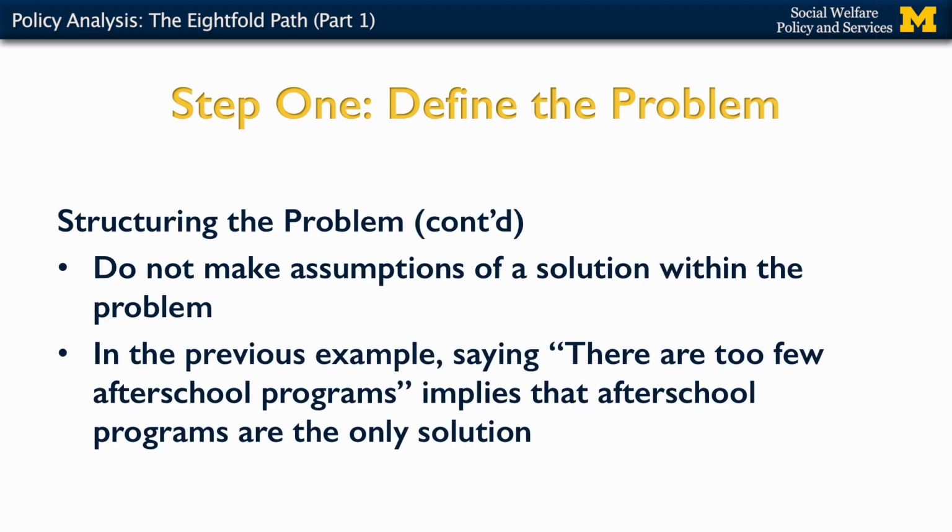Looking more at structuring the problem, don't make any assumptions of the solution within the problem. If we look at the previous example, a way to structure that with an assumption would be that there are too few after-school programs. So that implies that if there were more after-school programs, there wouldn't be a problem, and then after-school programs are the solution. That's an ineffective way to structure a problem. It guides the rest of your process. You look for ways that make after-school programs a solution.